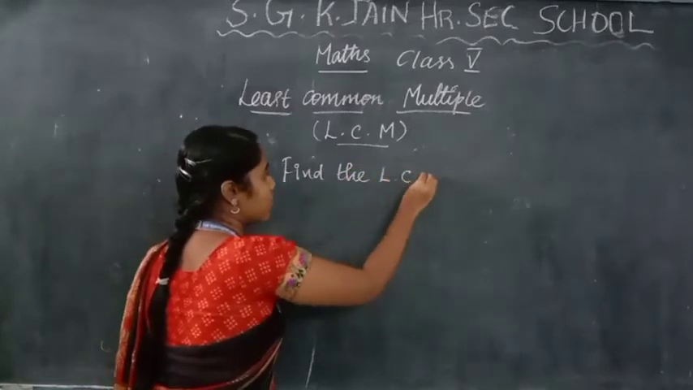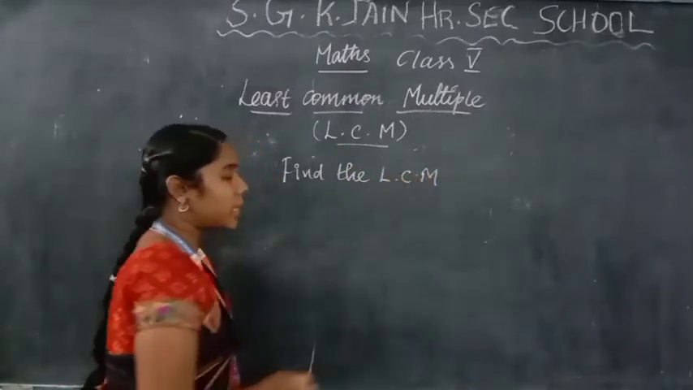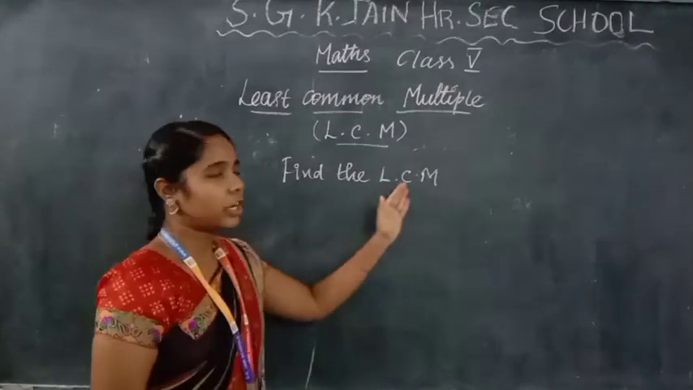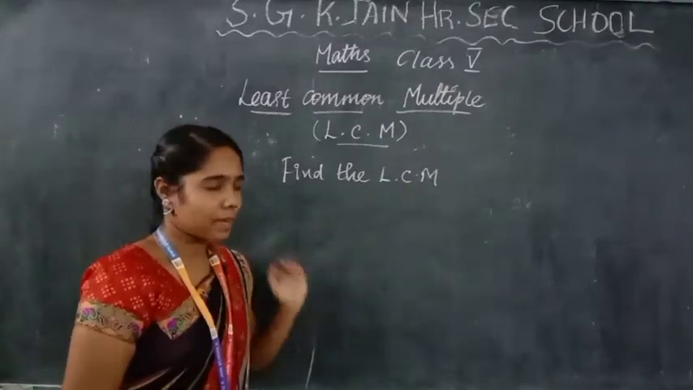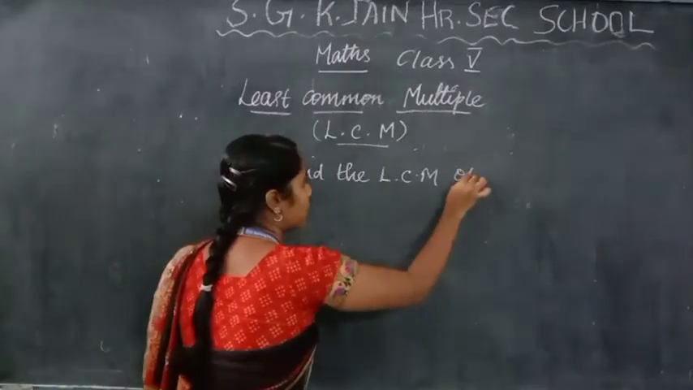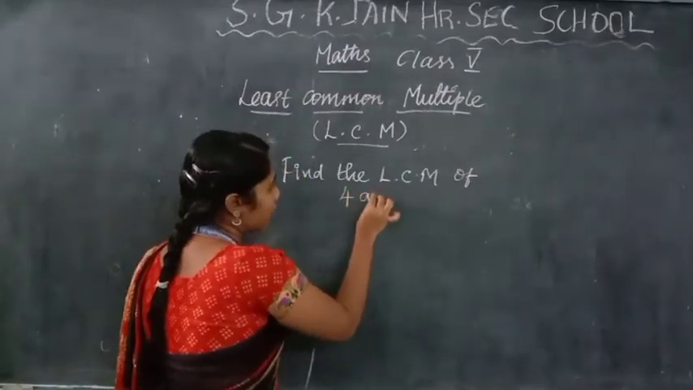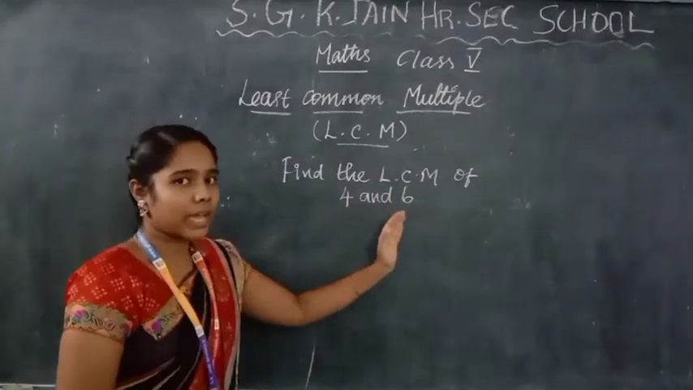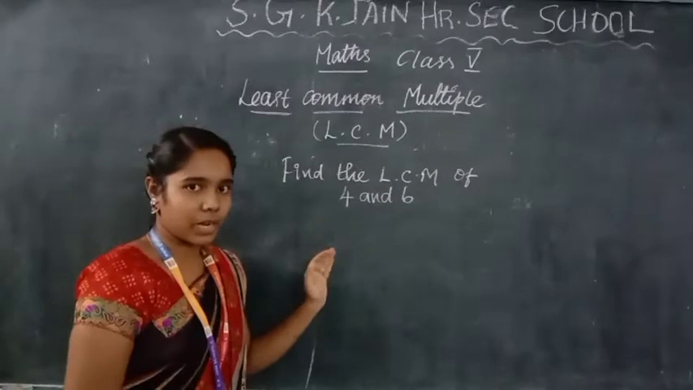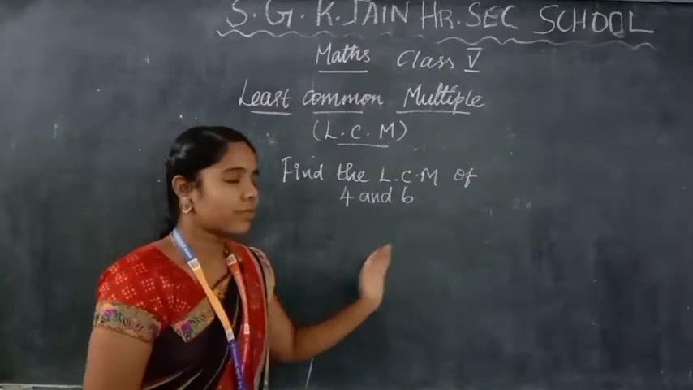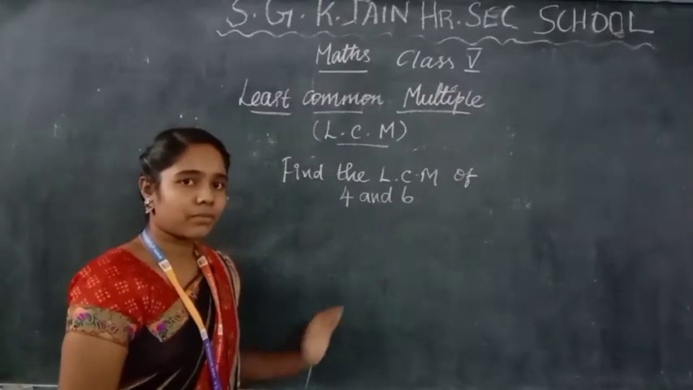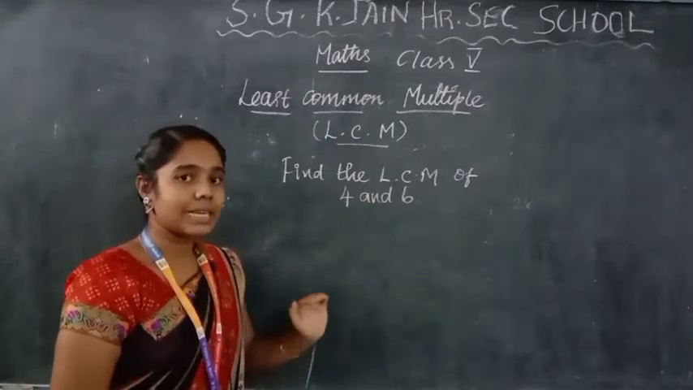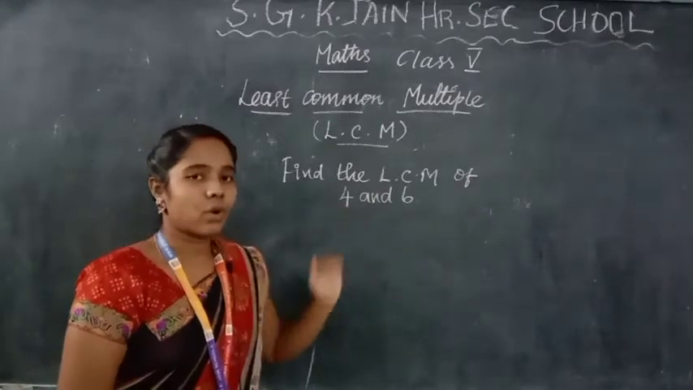LCM. Wherever we are using the least common multiple, how should we write it? LCM in short, and we should put a dot in between the letters. Of what numbers are we going to find it? 4 and 6. We know how to find the common multiple of given numbers, right? If I ask you to find the common multiple of 4 and 6, you know how to do it. This is LCM, which means least common multiple of 4 and 6.